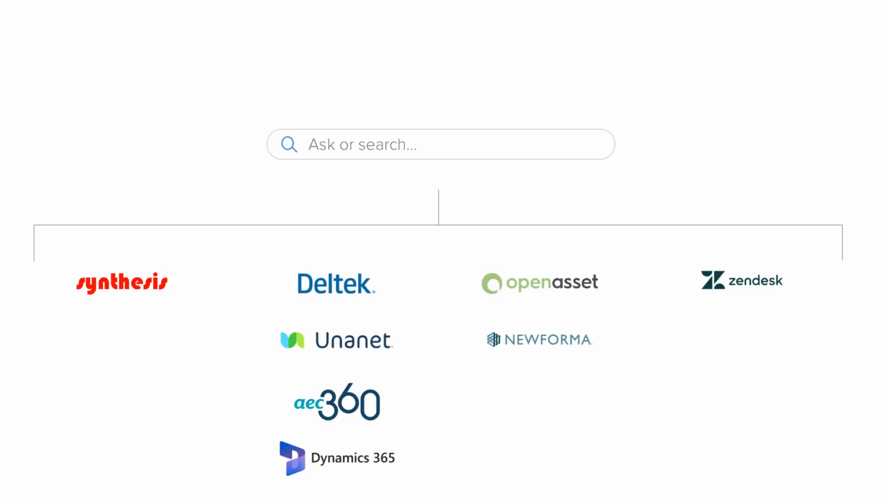Synthesis AI Search provides a single search box for firm-wide knowledge, which can search across all the content on your intranet, as well as common AEC software platforms. While Synthesis AI Search is great at providing answers to a wide range of searches, in this video, I'll focus on 4 use cases for AI search to help you understand its capabilities.